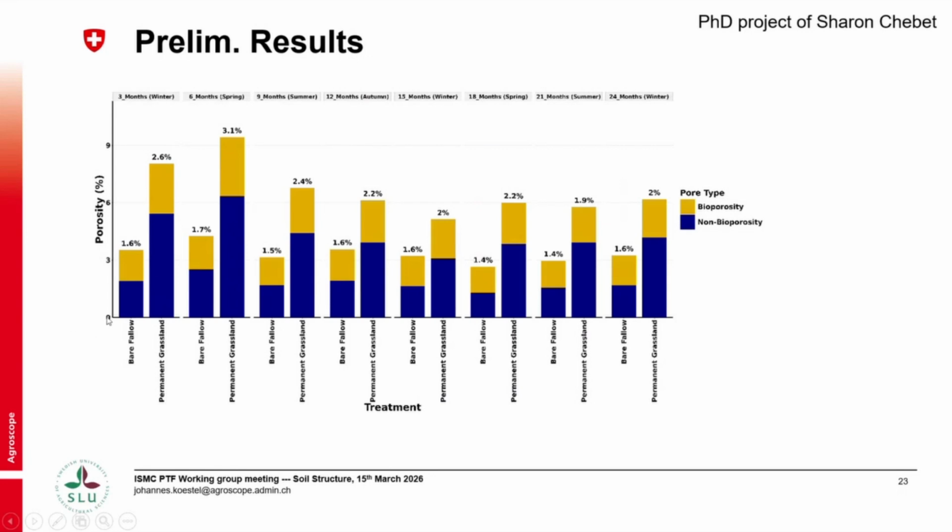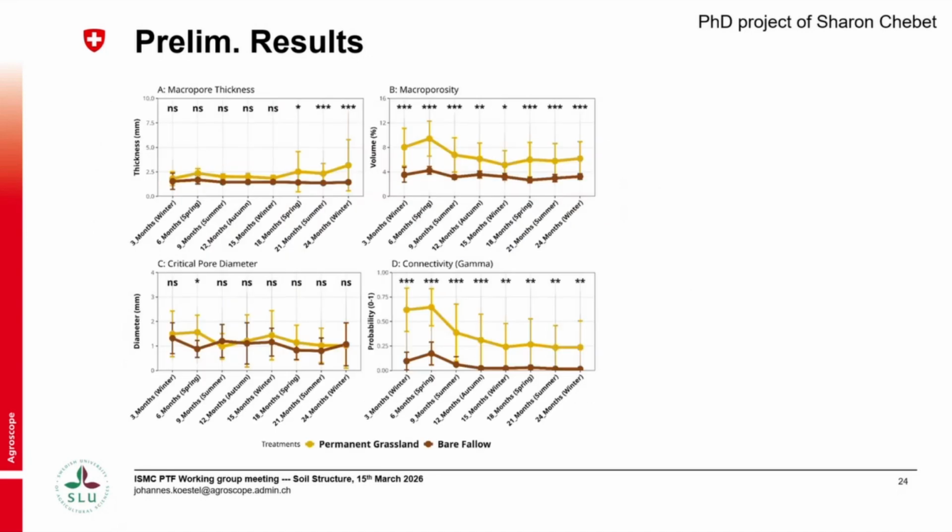And you can see that often in the bare fallow, the fraction of the biopores in the whole imaged soil is even larger than in the permanent grassland. Yeah, which was quite surprising to us. So mostly it was surprising that there is so much biological activity.